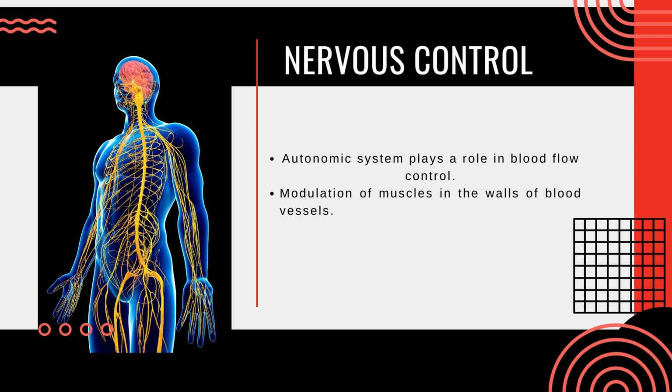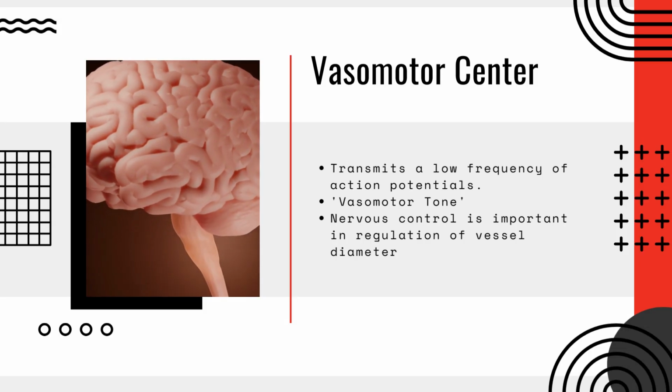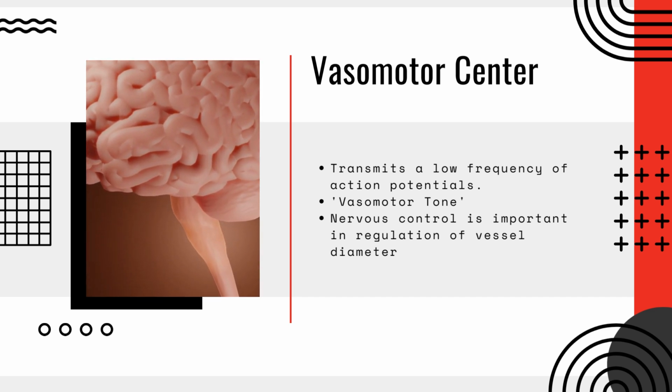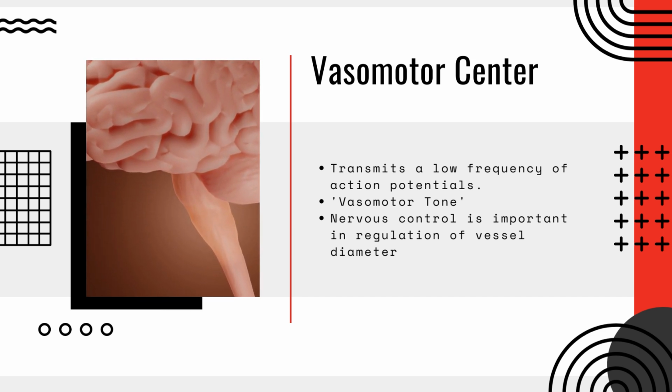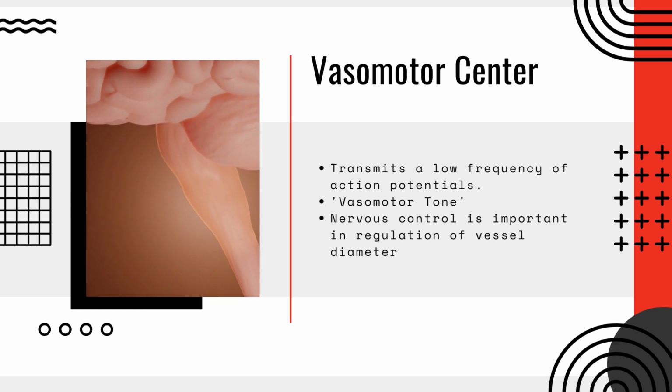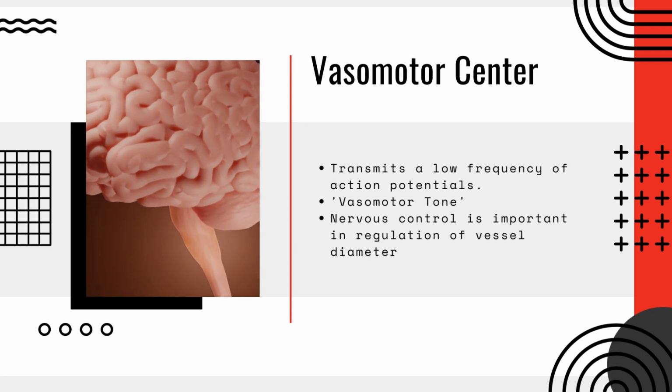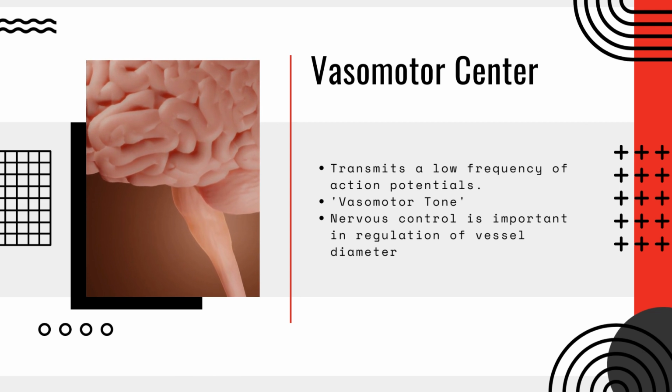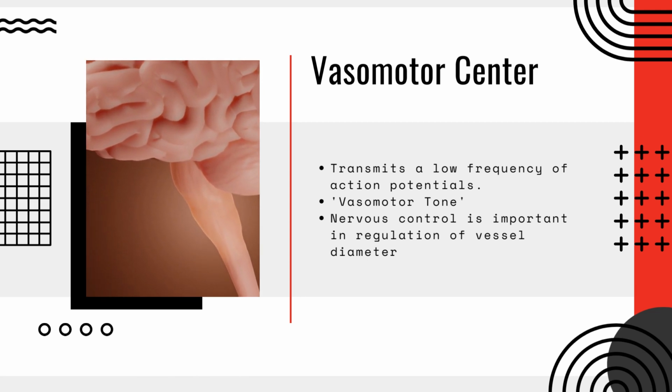Another example of a complex system of control is the nervous control, wherein the autonomic nervous system plays a crucial role in controlling blood flow by modulating the tone of muscles in the walls of blood vessels. The vasomotor center is an area of the lower pons and upper medulla. It continually transmits a low frequency of action potentials to the sympathetic nerve fibers. Therefore, the peripheral blood vessels are continually in a partially constricted state, a condition called vasomotor tone.